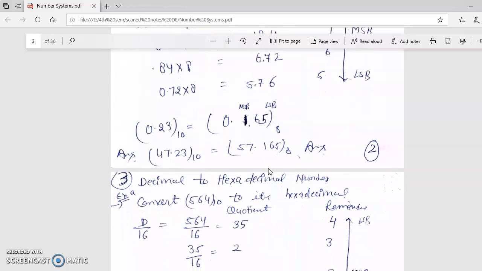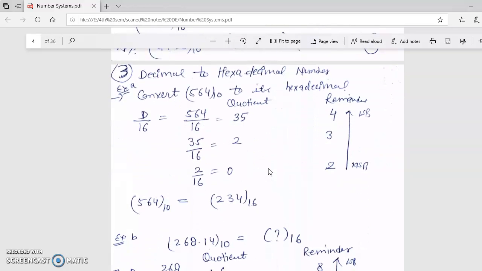Okay, next example is decimal to hexadecimal number. Decimal to hexadecimal means we divide the given decimal number by the base of the hexadecimal number system, that is 16. So for example, 564 base of 10 to its hexadecimal number system means 564 is divided by 16, that is the base or radix of hexadecimal number. Dividing by 16 we get the quotient 35 and remainder is 4.